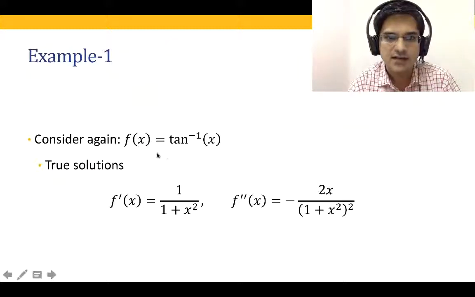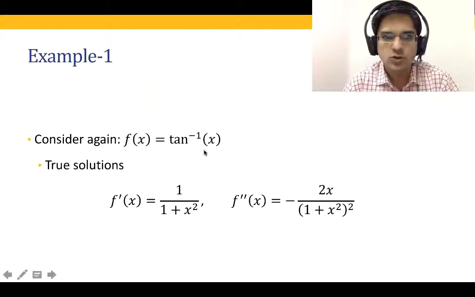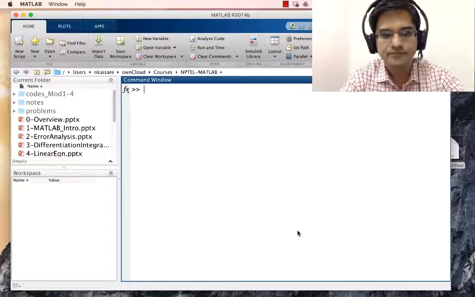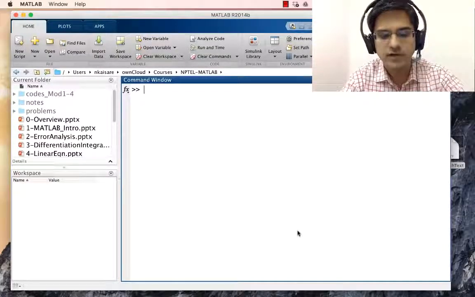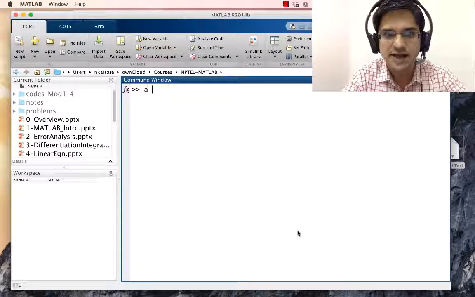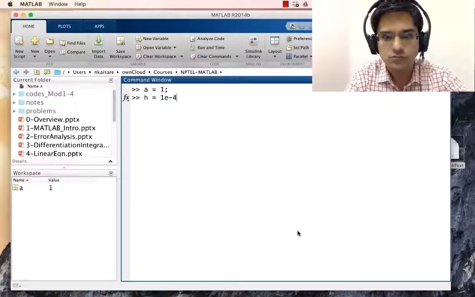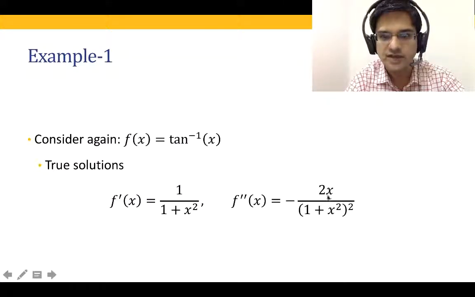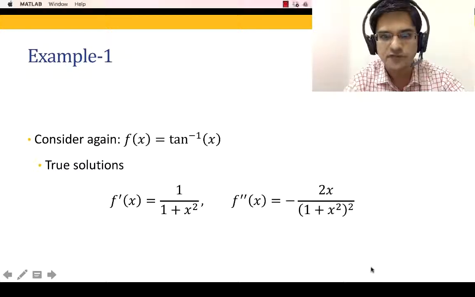So let's look at the problem again. f of x equal to tan inverse of x, and let's compute f double dash of x. Okay, let's go on to MATLAB, and we wanted to find f double dash of x at x equal to a, and a is 1. Let's say h was 1e minus 4. Okay, so we wanted to compute f double dash of tan inverse. f double dash is given by this particular formula.